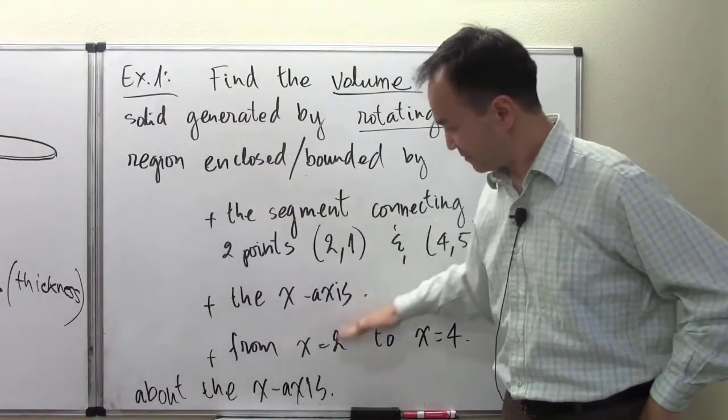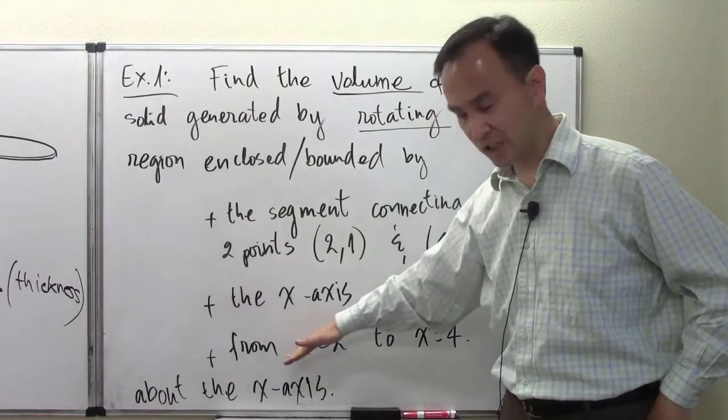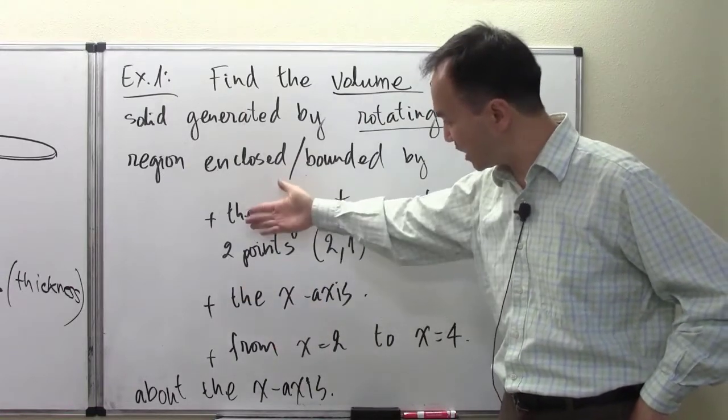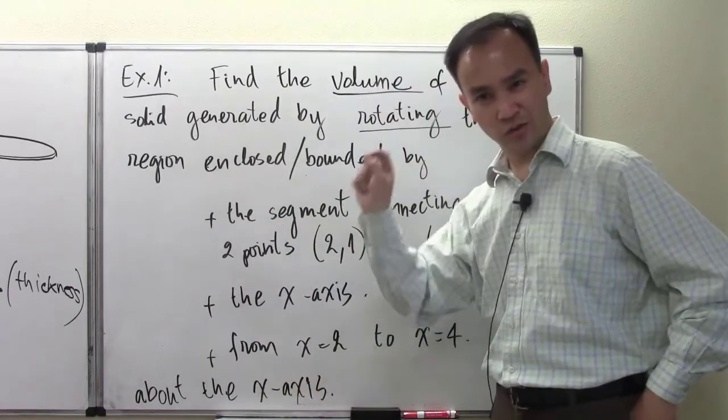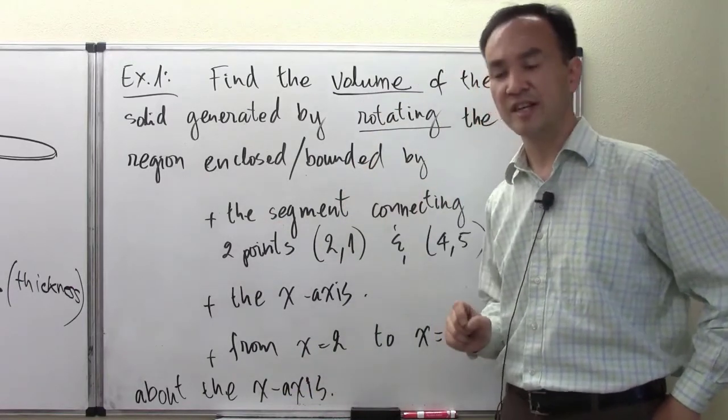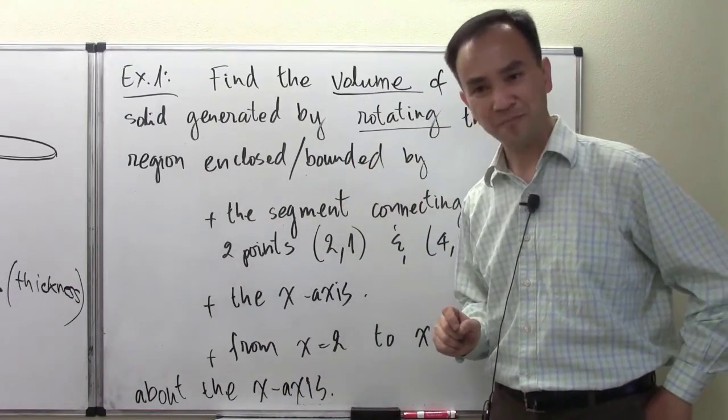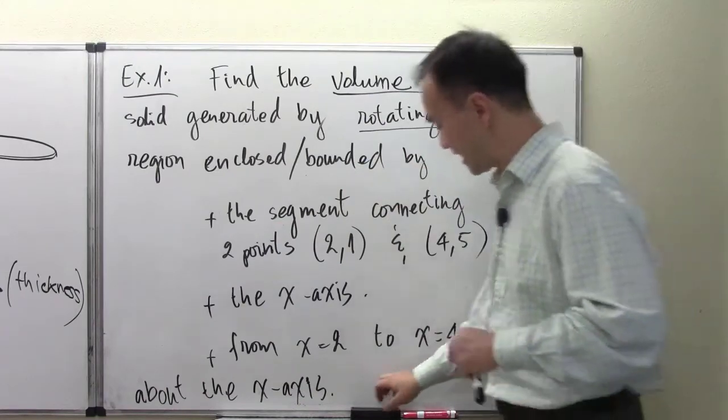Okay, and so that's the description of our problem right there. It's a little bit of a lengthy description just for the area, and then once you've got the area, we take that area and rotate it about the x-axis. So the x-axis is our axis of rotation. Okay, so now let's get to it. Let's get it done right here.